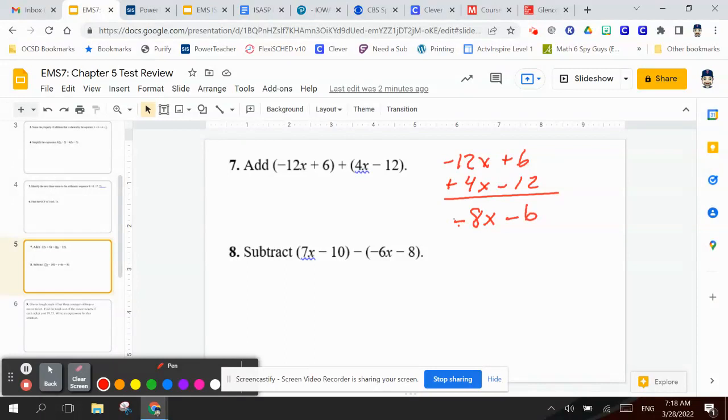Number 8, we want to subtract. So again, 7x minus 10 minus a negative 6x minus 8. So if I have a negative 10, negative 8, that's negative 18. I'm taking more steps back. 2 negatives make a positive. So I have 7x plus a 6x, and that's 13x minus 18.